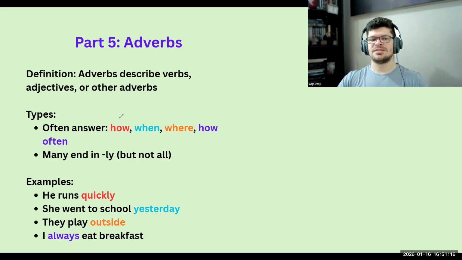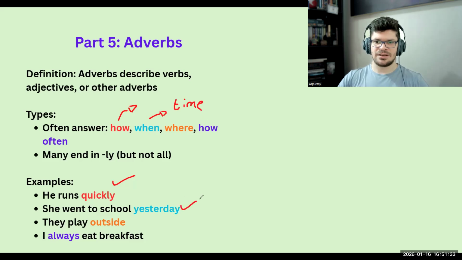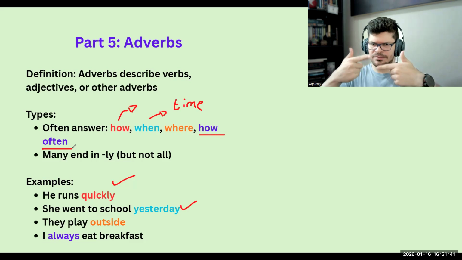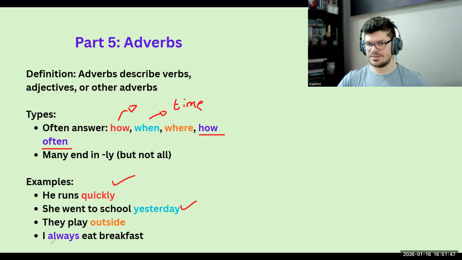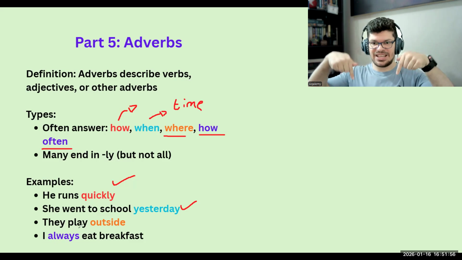Sometimes adverbs tell us about how. Quickly. This is how. How did he do it? Quickly. Slowly. When is the understanding about time. Yesterday, today, tomorrow, in the morning. How often? I always eat breakfast. I sometimes eat breakfast. Okay. Where is about location. They play outside, inside, here, there.